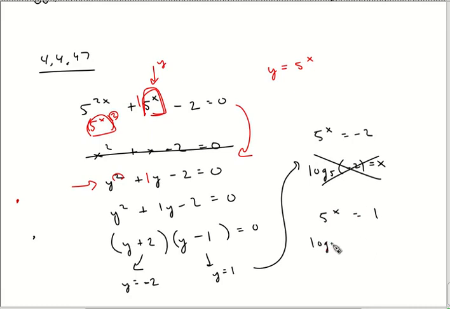I get log base 5 of 1 is equal to x. Well, if you remember, log of 1 is always equal to 0. Just like that. So, ta-da, x equals 0. That's really the only answer that we have here.